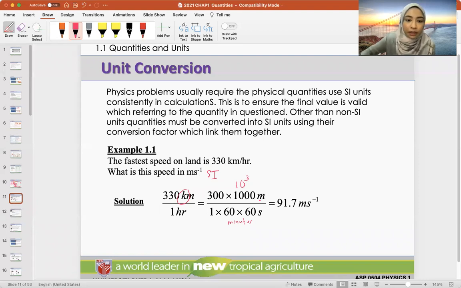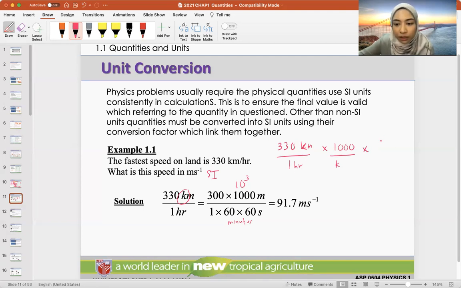Okay, this works. But my preferred way of doing this so that I minimize the mistakes is like this. So 330 kilometer over 1 hour. I want to convert my kilometer into meter. So what should I do? I want to get rid of kilo, so I should put it down here. What is kilo? Kilo is 1000.